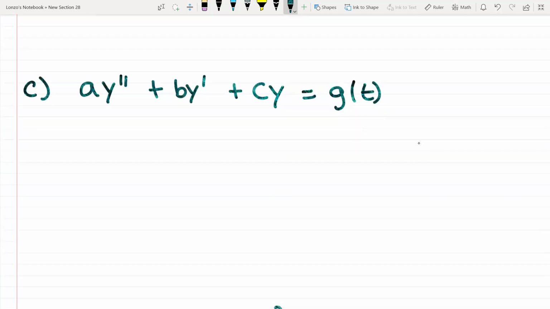Okay, C, we have a y double prime plus b y prime plus c y equals g of t. So it's the highest derivative. That's what I meant, highest derivative. So this is not the highest, this is a constant, this is not a derivative, this is the derivative, this is the highest, this is the second derivative, right? So that means it's second order.